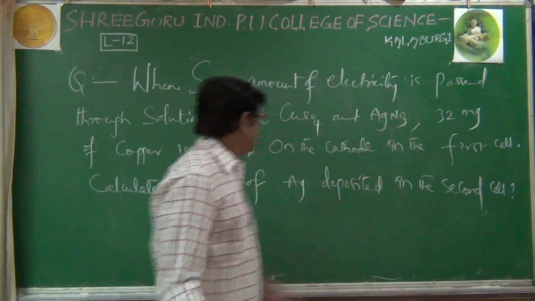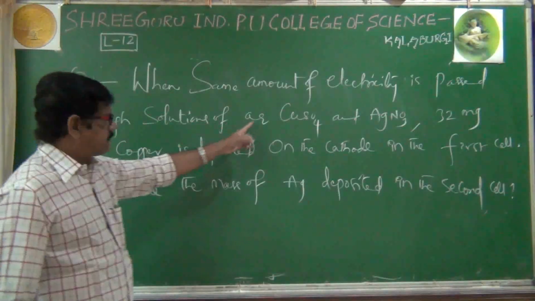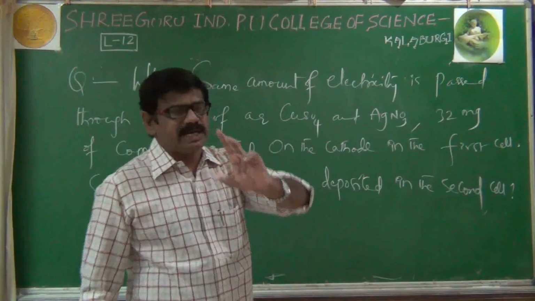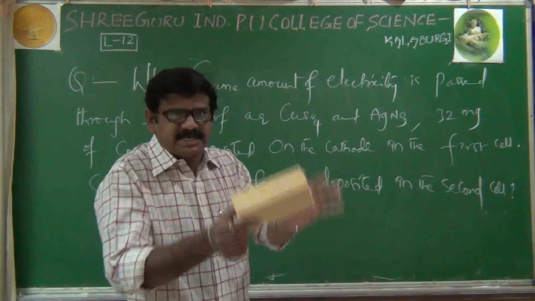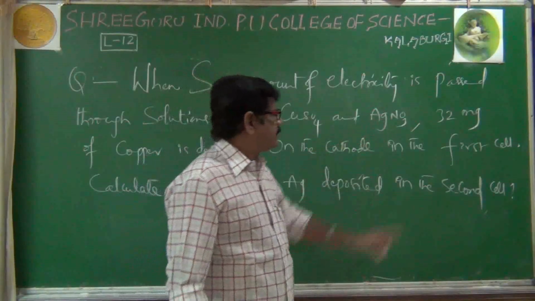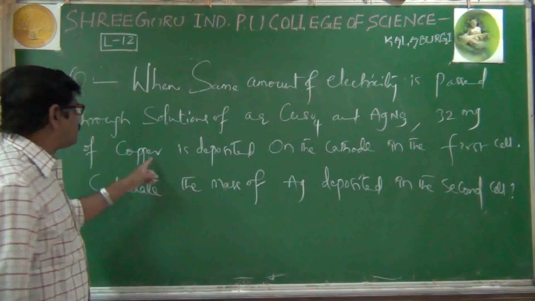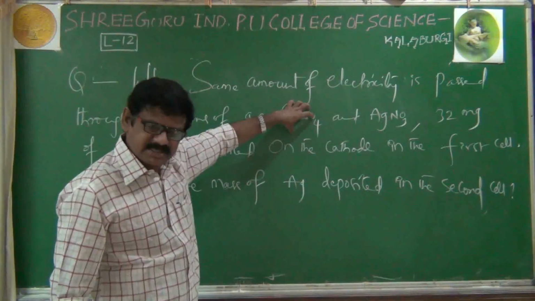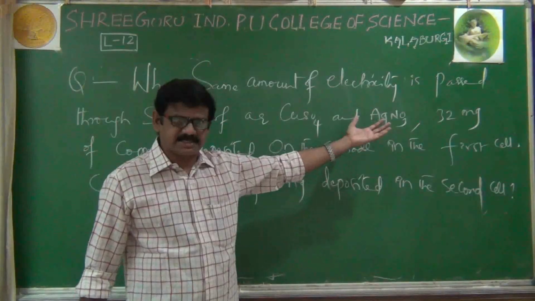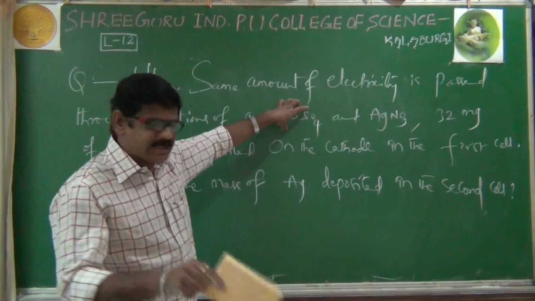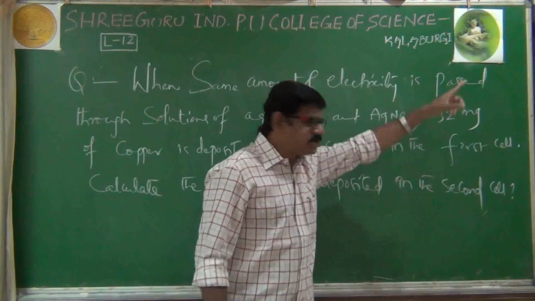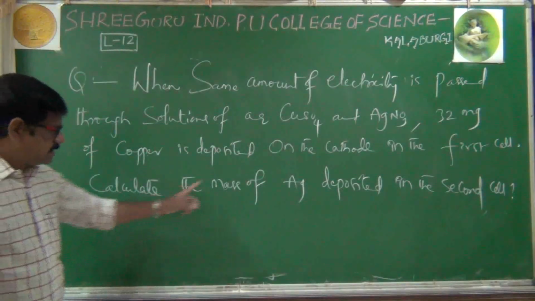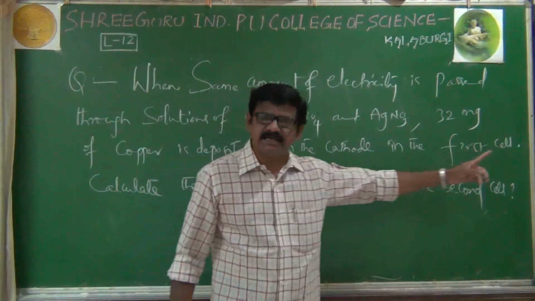It is passed through solutions of aqueous copper sulfate and aqueous silver nitrate. That means two electrolytic cells are used, and both electrolytic cells are connected in series. Here, 32 milligrams of copper is deposited on the cathode in the first cell. In the first cell, the electrolysis process occurs. In the second cell also, the electrolysis process takes place. But in the first cell, after electrolysis, it tells that 32 milligrams of substance is depositing. And it asks to calculate the mass of silver deposited in the second cell.